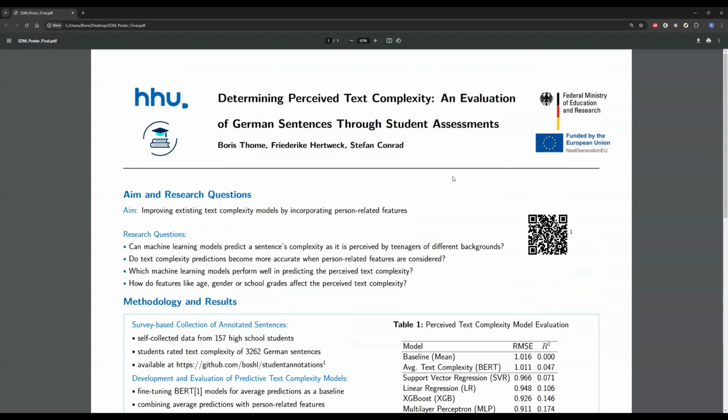The next question is whether complexity predictions become more accurate when person-related features are considered. To do that, we trained multiple machine learning models and evaluated them. In the last step, we also evaluated how the different features like age, gender, or school grades affected the perceived text complexity.